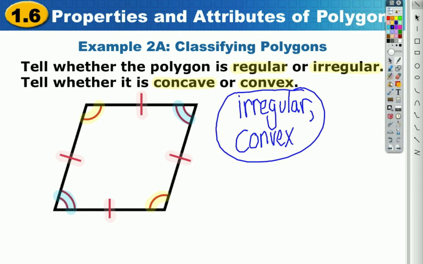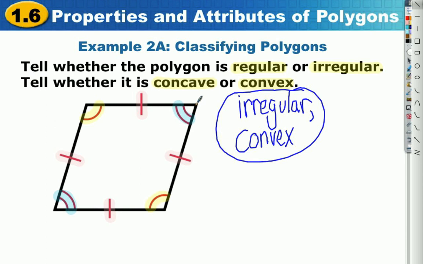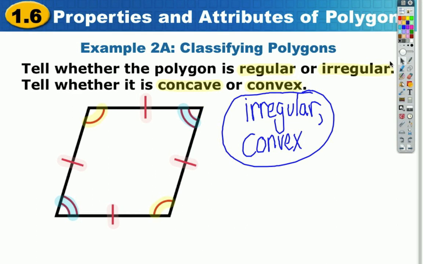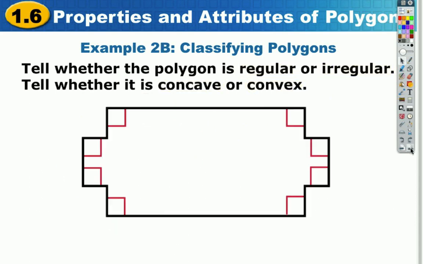So let me show you what I mean by that. Let's start at this corner. Could I connect to any other corner by going outside the shape? Nope. Nope. Nope. I can't, there's no way to get it to go, so this is convex. Does anyone have any questions about irregular convex? Anything at all? Good. So now we can go a little bit faster.